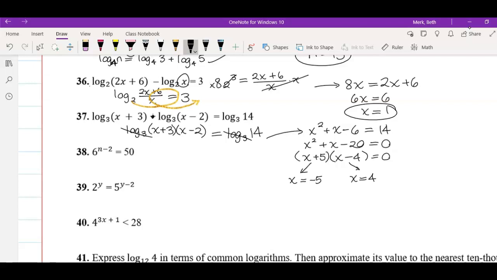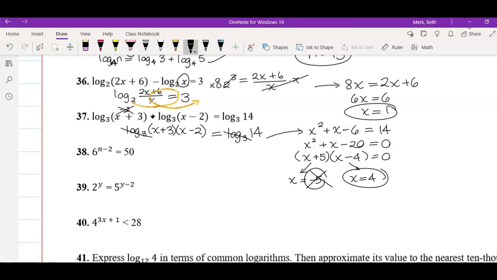Now remember, you have to go back and check, and if we were to put in negative 5, we would end up with negative 5 plus 3, which is negative 2. We cannot have a negative number here in our logarithm. So we throw this out, we would check 4, and it would work, and that is our answer.